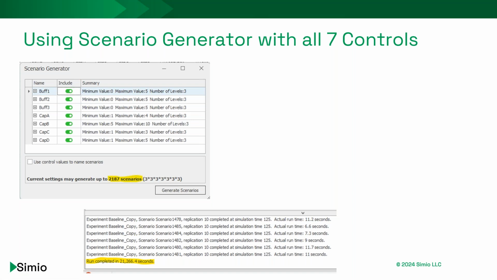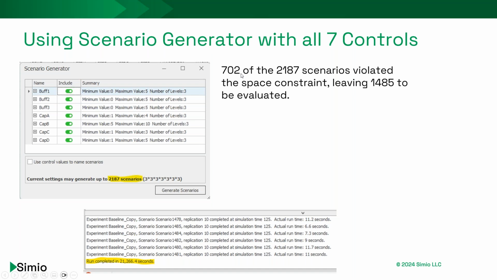But in this problem, I have the constraint that cap A plus cap B plus cap C has to be less than or equal to 16. There were 702 that violated that constraint, so that led to 1485. So at pre-calculation, when you set these values, it can't determine exactly how many it's going to generate unless you don't have constraints.